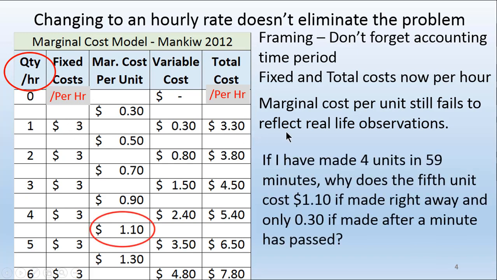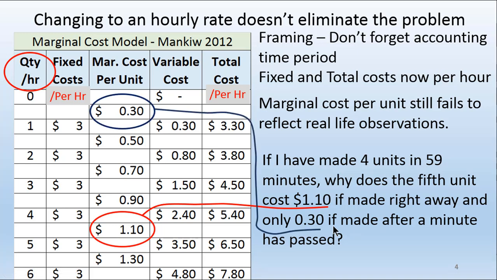But the real crazy one is, let's assume I've made 4 units: first unit, second unit, third unit, fourth unit. And I'm getting ready to make my fifth unit, and 59 minutes have gone by. If I make that unit right away, it's going to cost me $1.10. However, if I wait for a minute to pass and I get into the next hour, all of a sudden my cost per unit went down to 30 cents. That just doesn't make any sense. This is mathematical gibberish. Doesn't work.